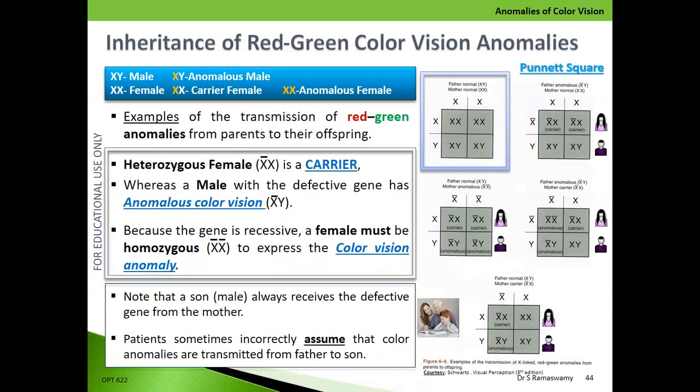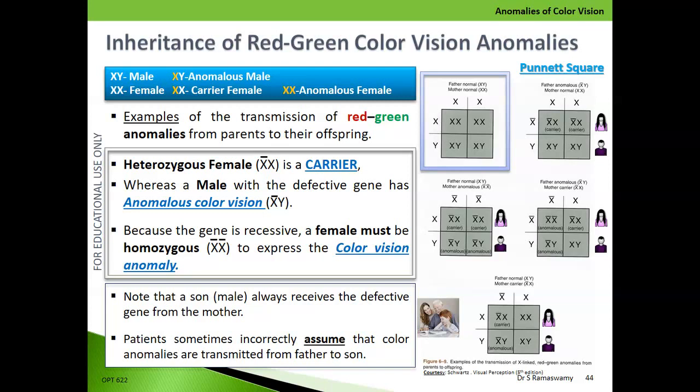So here is the picture on the right that is called the Punnett Square that gives you the probability of transmission of red-green anomalies. It is typically called the X-linked recessive transmission because it usually gets transmitted through the X-linked gene in a recessive fashion.